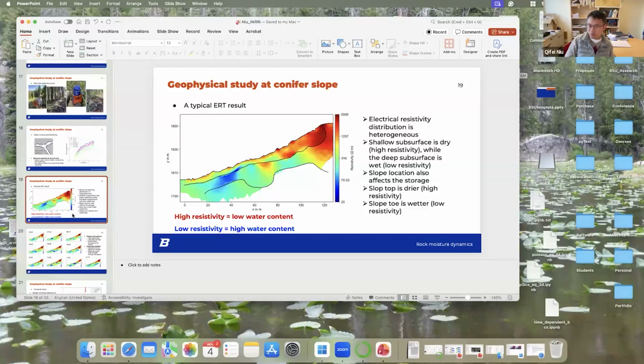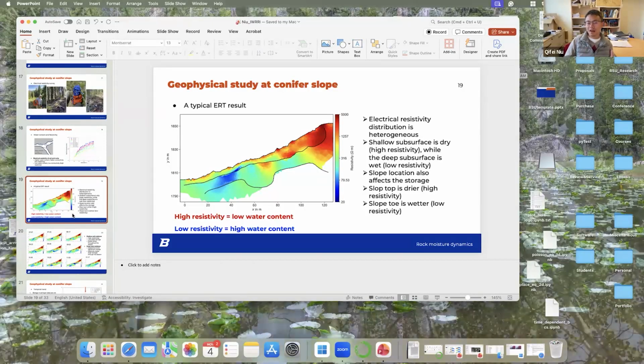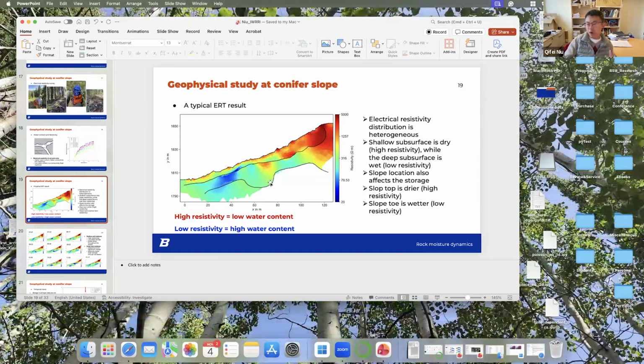There could be a preferential flow pathway. This test was done on a 2D condition. We assume it's 2D, but clearly it's not 2D. There must be some water coming not from above the slope, but rather from the other direction. That's what we guess. We really don't know why. We also didn't drill at all because this location is more than 10 meters below the ground surface. We cannot drill. We have many speculations, like maybe there is a fault there. We just don't know.